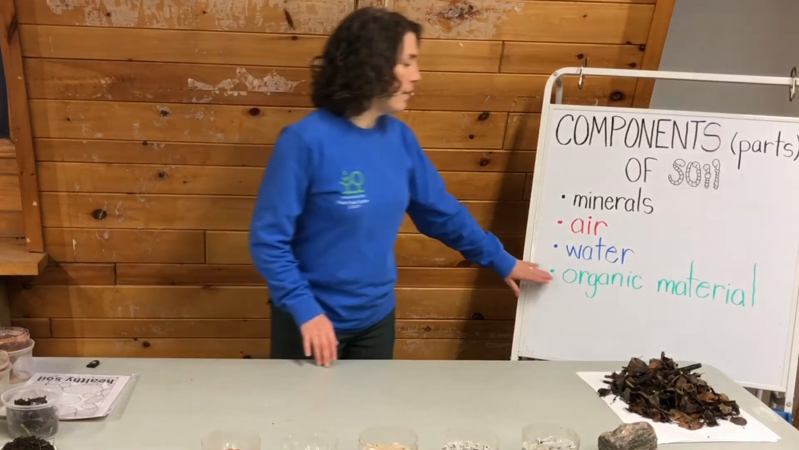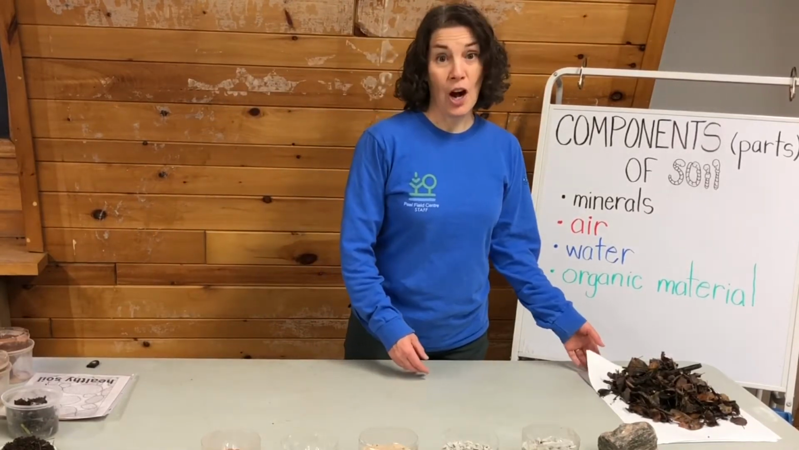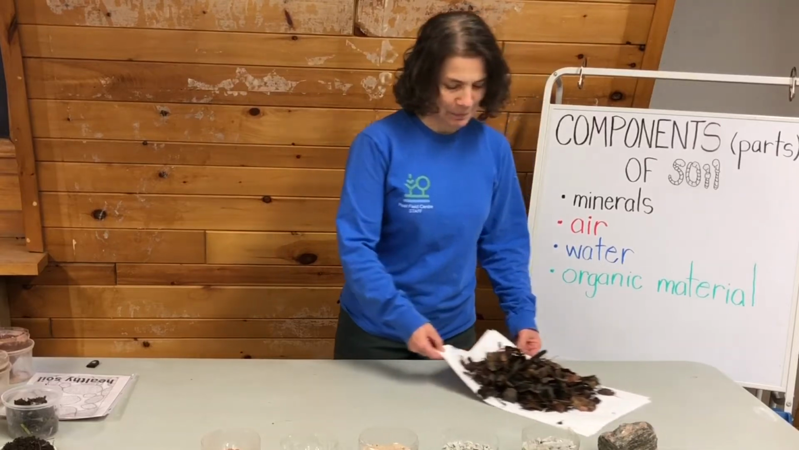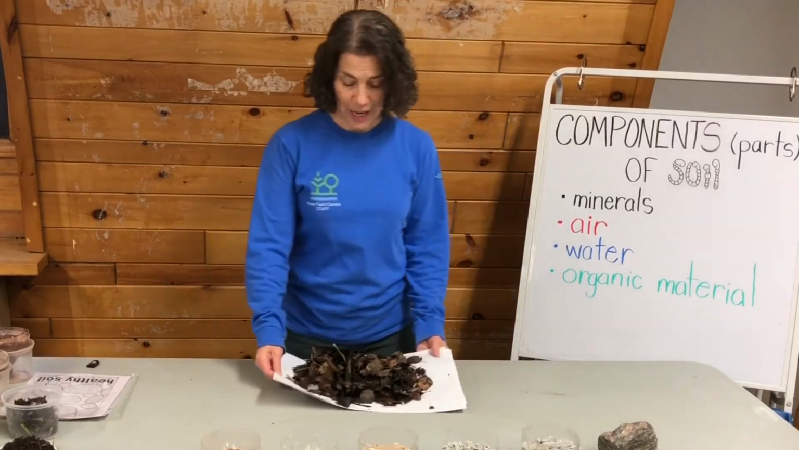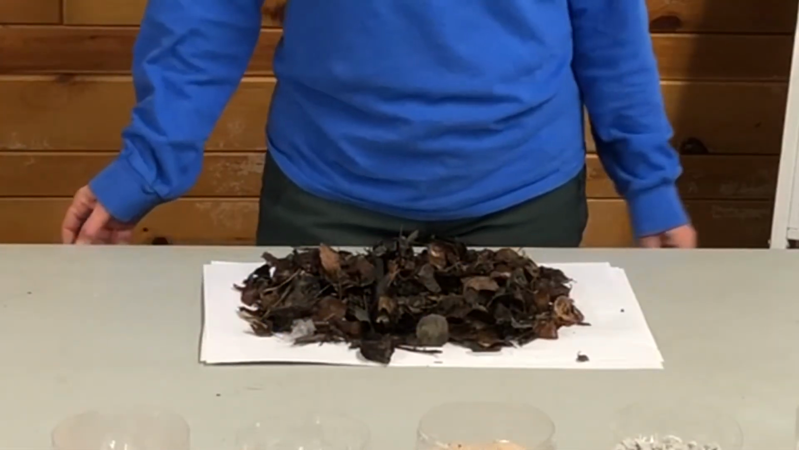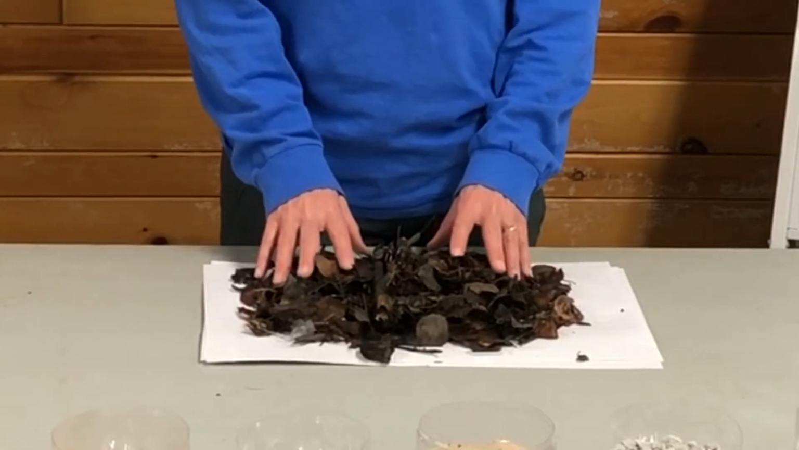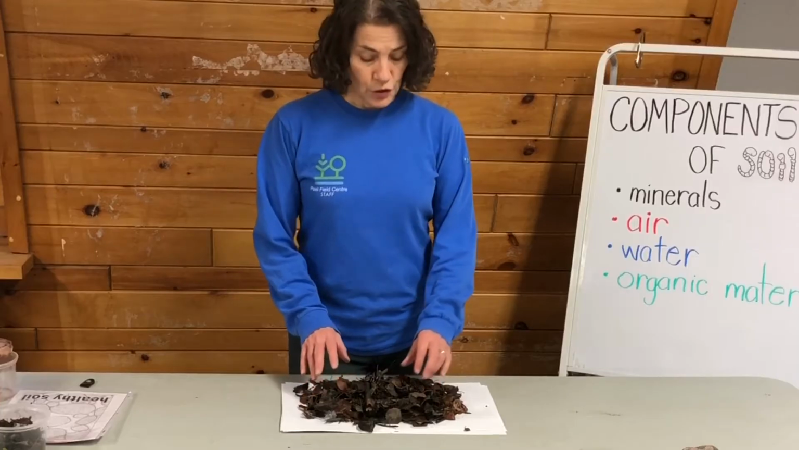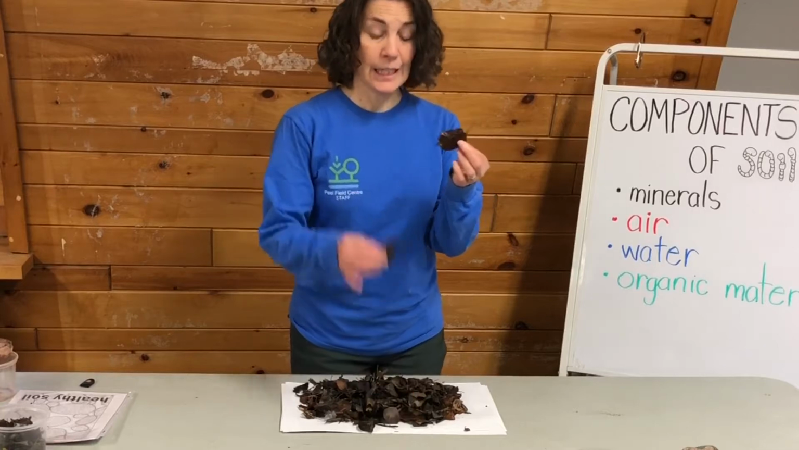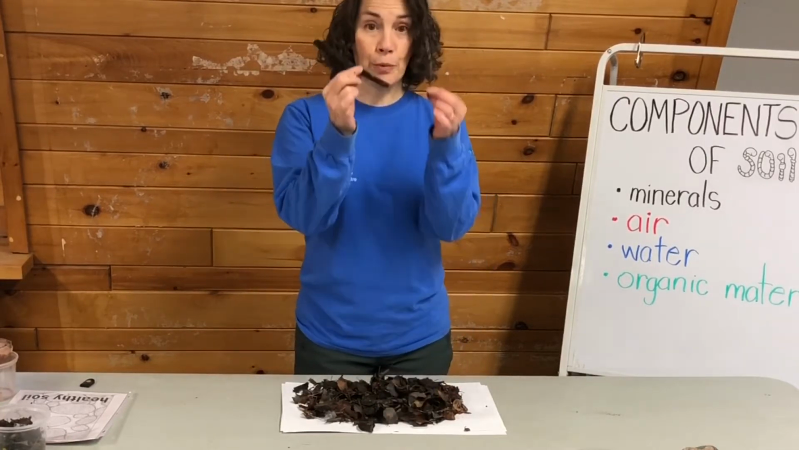Lastly, we have organic material. And I'm certain that you are aware of what organic material is. Here's some organic material that I collected from the forest just this morning. Organic material is dead plants and animals on the surface of the soil. So we have things like leaves, we have sticks and branches.